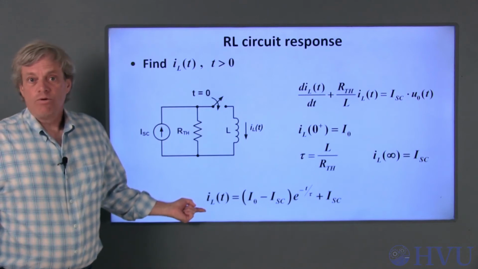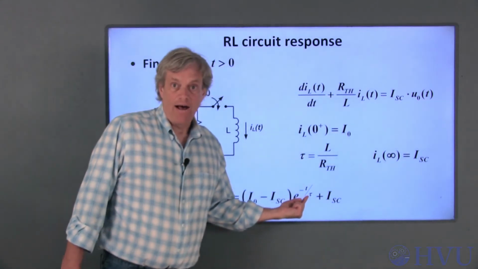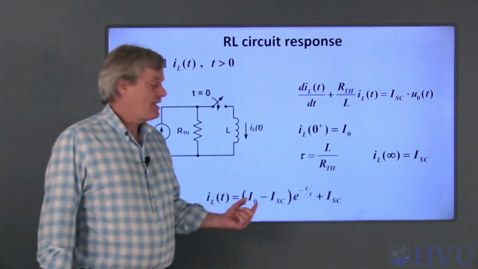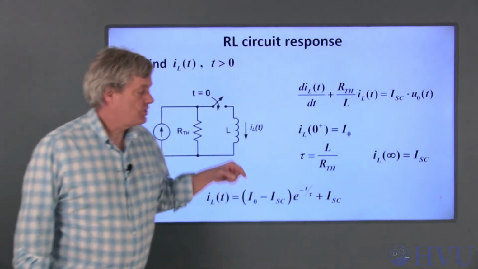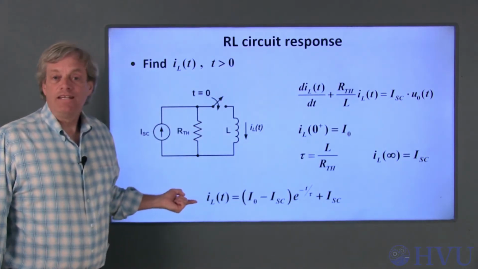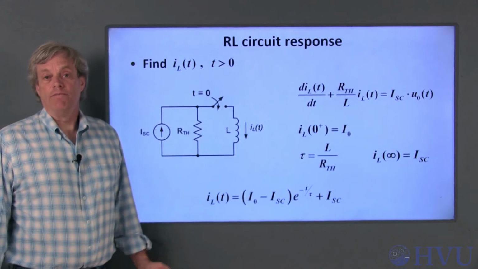The unknowns in this equation are the time constant, tau, the initial inductor current, I0, and the inductor current as time goes to infinity, which is just the inductor short circuit current. These can be determined independently by solving 3 simple problems.